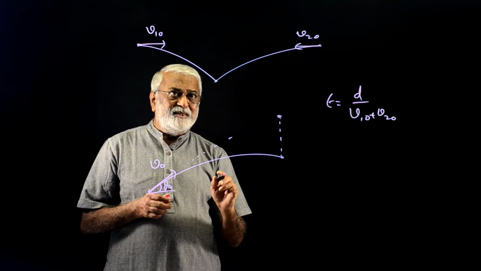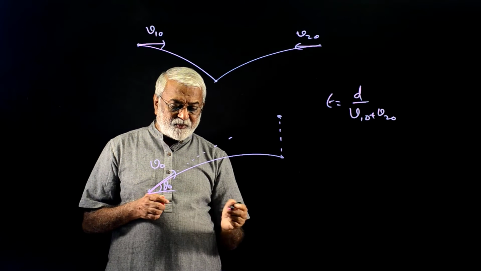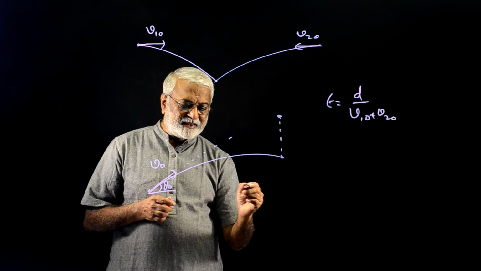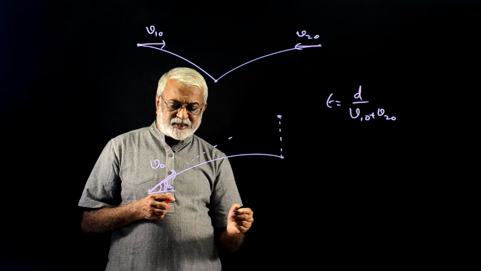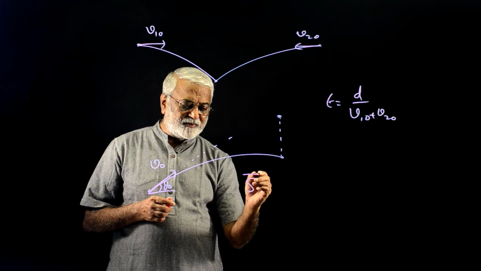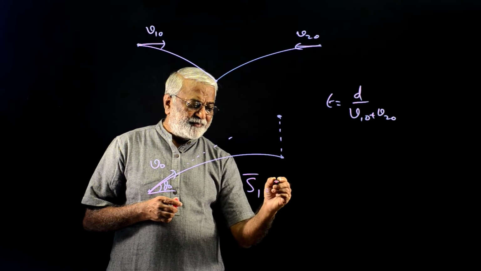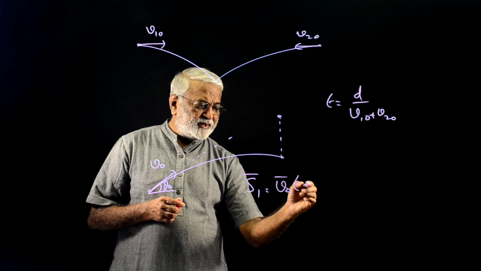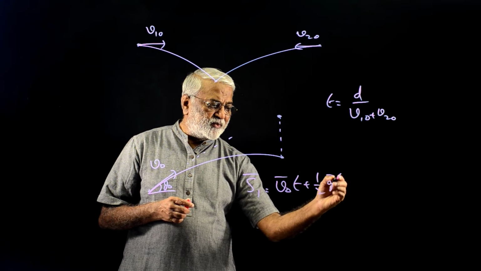And well, this is not easy to see, but if you go vectorial, like for example, if you write the position of this first particle, say the displacement vector s1 bar is v naught bar t plus half g bar t squared.